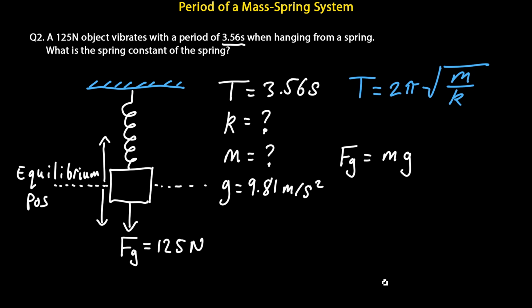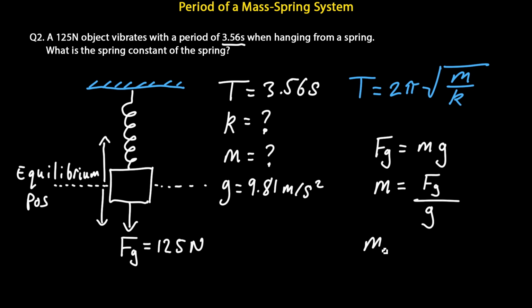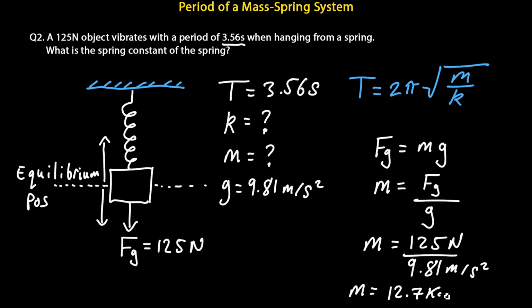So we've already been given our force due to gravity, 125 newtons. So we can find the mass by rearranging this equation. The mass is equal to 125 newtons divided by our gravitational acceleration. We get 12.7 kilograms to 3 significant figures.